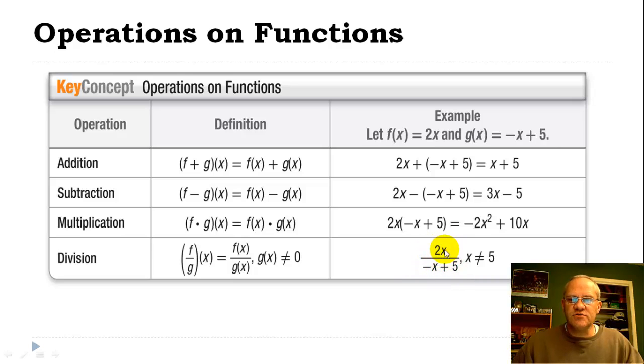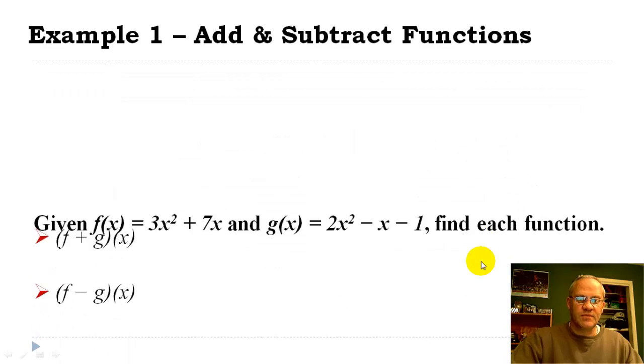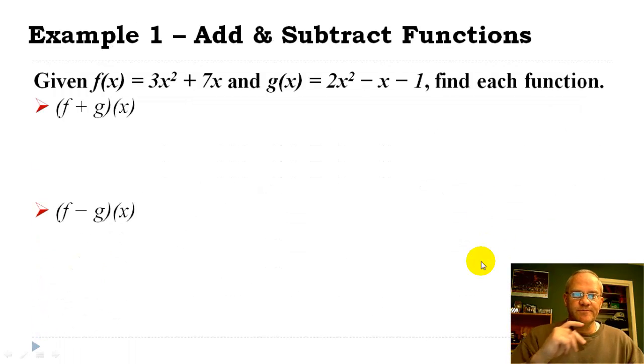So what we have to include here, when we say 2x over negative x plus 5, is what's called the excluded value. So x cannot equal, that's what this symbol means here, 5. Because if I put 5 in here for x, what happens? Negative 5 plus 5 is 0. We can't have that. So when you do this with the division, if there's an x in the bottom of your fraction, you have to find what x cannot equal, and make note of that there. Okay? Alright, let's look at a few examples here.